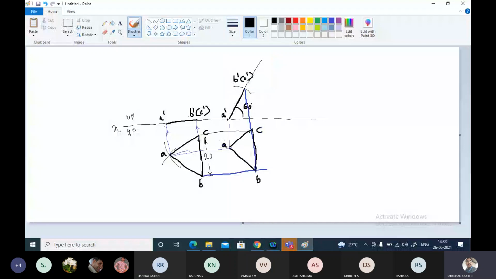They have given us a triangular lamina of size 20 mm resting on one of its corners, and the surface of the lamina is inclined at an angle of 60 degree to HP. BC is the edge opposite to the corner on which it rests. It makes an angle of 45 degree to VP. So let me take a line at an angle of 45 degree. Whether you want to take this side or this side is left to you, and whether near to the observer or away from the observer is also left to you.